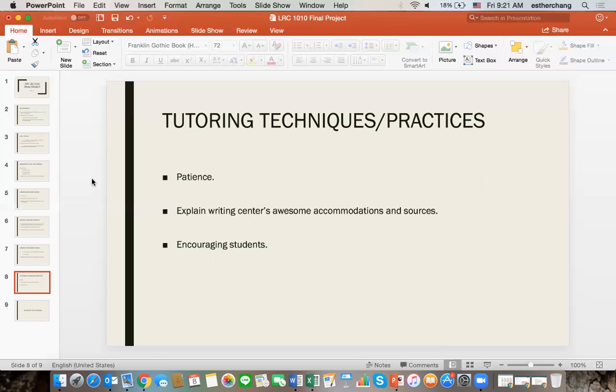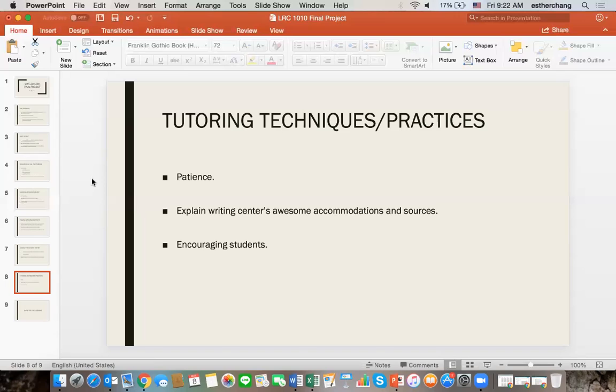So some of the tutoring techniques and practices that I learned through LRC 1010 and just actually tutoring ESL students is patience. So patience is important because I know it can get a little frustrating sometimes, but as we learned in the LRC 1010 class, we need to understand that ESL students have a native language they are fluent in, and that's pretty cool. We shouldn't get frustrated or look down on them just because they are learning English.